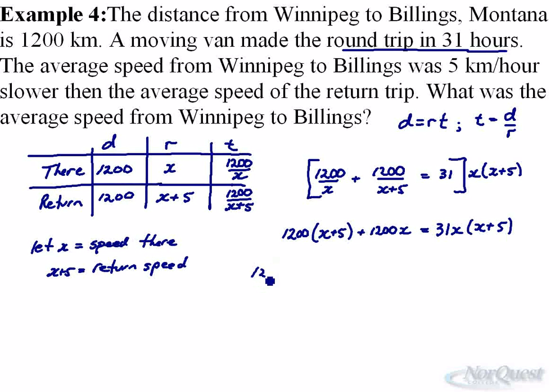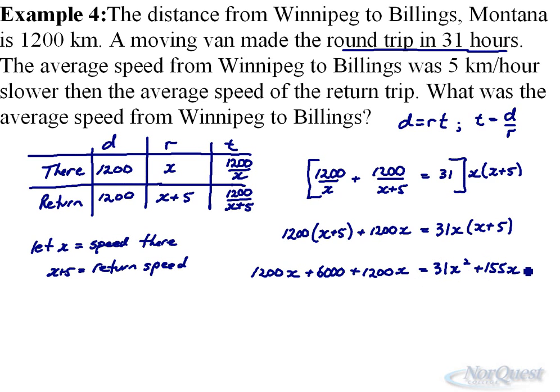Expand. 1,200x, 1,200 times 5 will give you 6,000. Plus 1,200x equal to 31x squared. 31 times 5, we're going to need some calculator help, plus 155x.